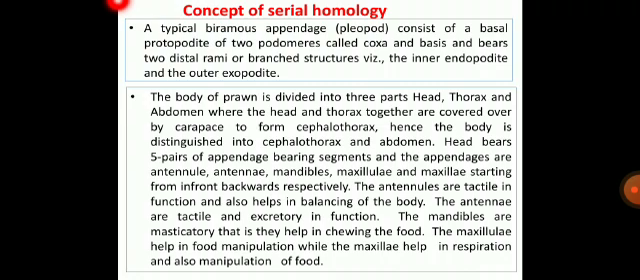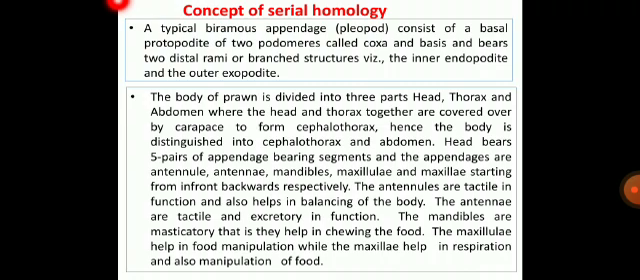That is, the body of prawn is divided into three main parts: the head, thorax and abdomen, where the head and thorax together are covered over by carapace to form a combined structure called cephalothorax. Hence, the body is distinguished into cephalothorax and the abdomen. The cephalic region, that is the head, bears 5 pairs of appendage bearing segments, and the appendages are antennae, mandibles, maxillulae and maxillae, starting from anterior, that is in front, backwards respectively.